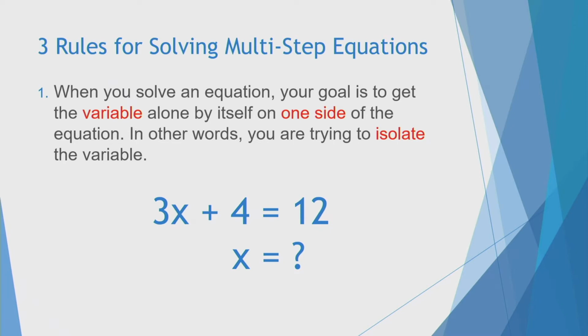So in this equation, 3x plus 4 equals 12, you want x equals some number. When you solve it, you want to end up with x on one side of the equal sign and the number, the value that you get to represent x, on the other. That's called isolating the variable.